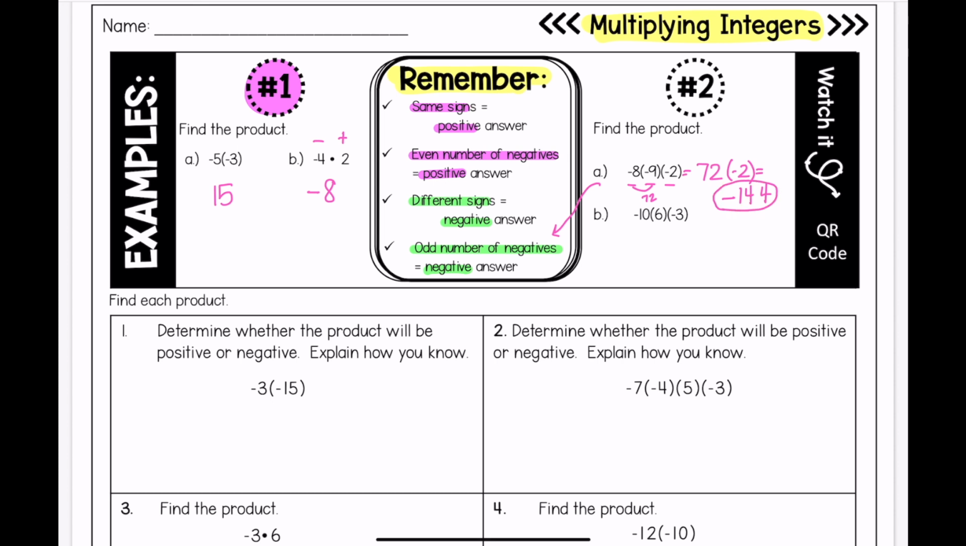In number B here, letter B, I have a negative and a negative, so 2 negatives, an even amount of negatives, which means I'll get a positive answer. I like to do these when I have the 10. I do the 10 last. 6 times 3 is 18. 18 times 10 is 180. And I know that a negative times a negative is a positive times a positive, because there were only 2 negatives there. So either way that you want to remember it, most of the times these are the 2 favorites.